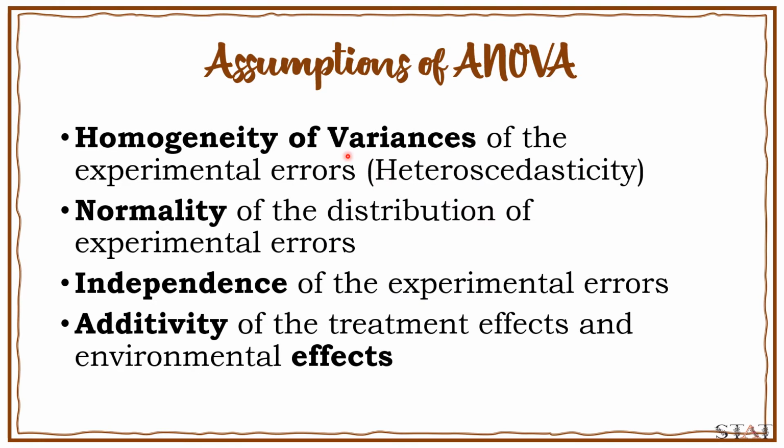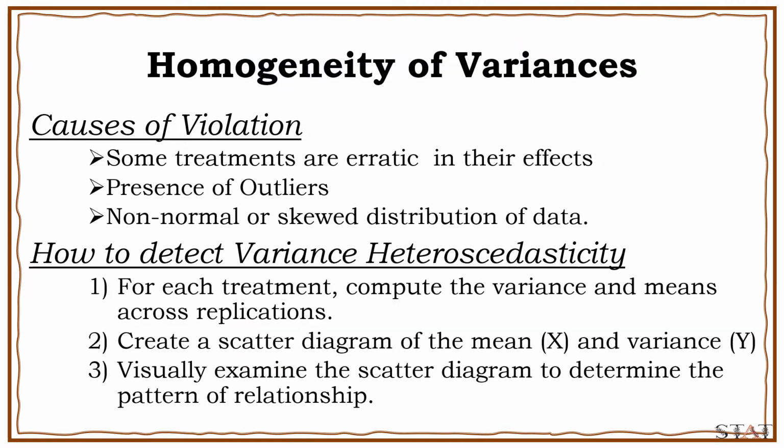So to summarize, here are the four assumptions of analysis of variance. Number one, homogeneity of variances of the experimental errors, or homoscedasticity. Two, the most important one, the normality of the distribution of experimental errors. Three, independence of the experimental errors. And the fourth, additivity of the treatment effects and environmental effects.